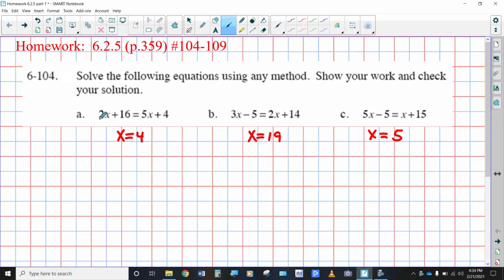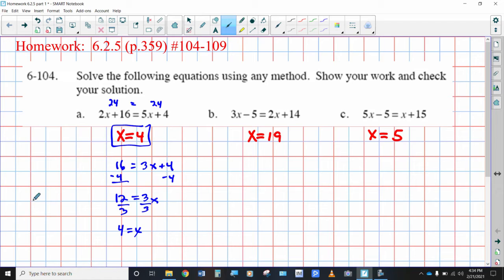So the idea that we would take away 2x's from each side, and that becomes 16 is equal to 3x plus 4. Then we want to get our 3x's by themselves, so we take away 4 from each side, and that would give us 12 is equal to 3x. And now what do you multiply times 3 to give you 12 for an answer? Well, multiply 4 times 3. So if we check it, 2 times 4 is 8, and 8 plus 16 is 24. On this side, 5 times 4 is 20, and 20 plus 4 is 24. Very good. We feel good about our answer. We draw a box to declare our answer.